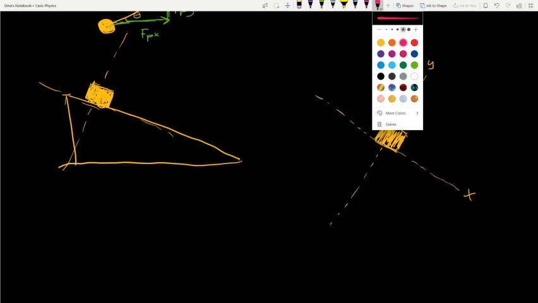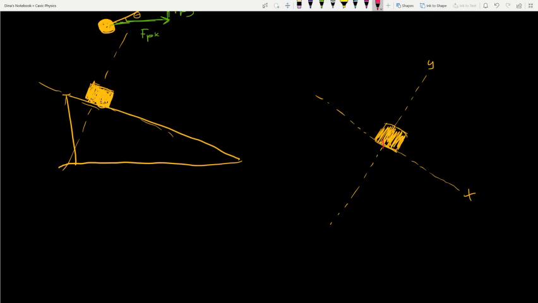So what forces does this box have? Well, it has the force of gravity. It has the normal force, perpendicular to the surface. They're not equal and opposite in this case. Let's say it's just sliding down the ramp, and let's also say there's friction. So it's sliding down with friction.